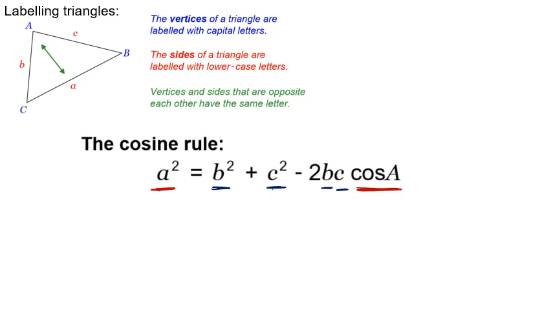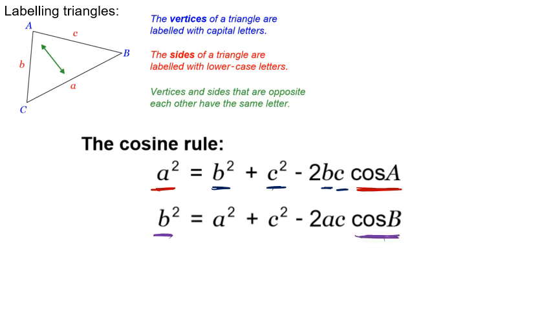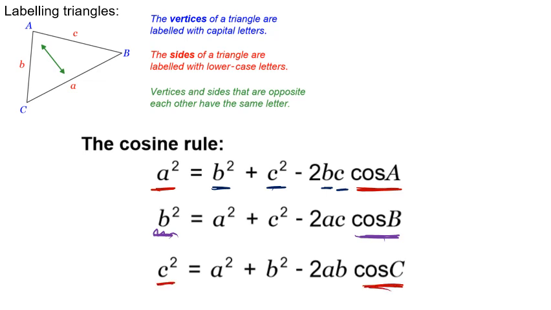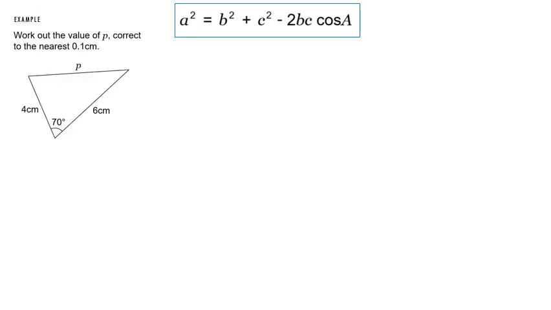We can also write this rule thinking about with b squared being the focus. Obviously, we find the square root to find b. And in this case, it's the cosine of b. It's the cosine of the opposite angle to this side we're interested in. And likewise, we could write it with c squared, and you'll notice again here that then the angle we're looking at is the angle opposite again. This will make more sense as we go through a couple of examples. The key thing with it to remember is the angle we've got and the side opposite.